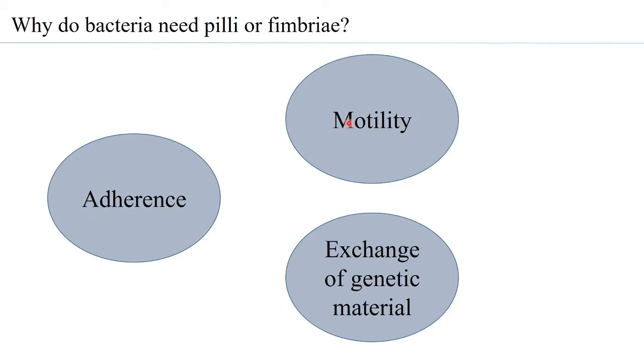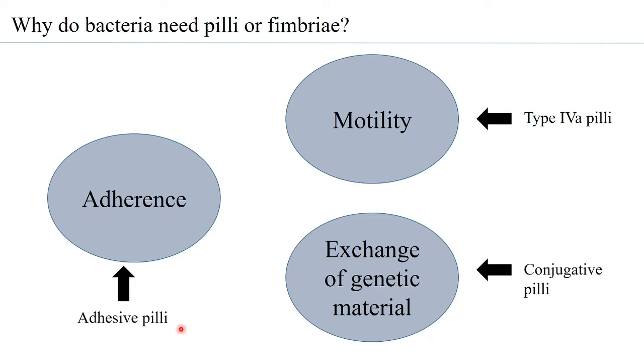Now, these different characteristics can be further attributed to different types of pili. For example, you specifically have type 4A pili associated with motility, or you may have what are called conjugative pili associated with exchange of genetic material, or you may have adhesive or attachment pili that are associated with adherence.